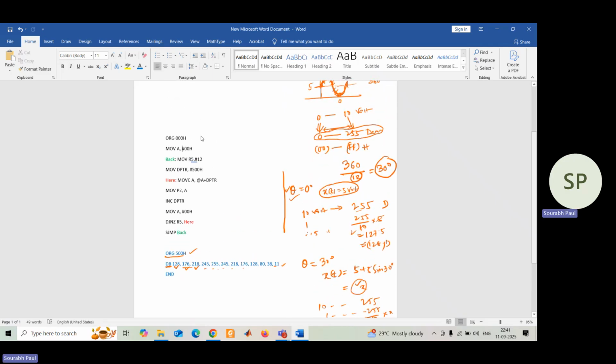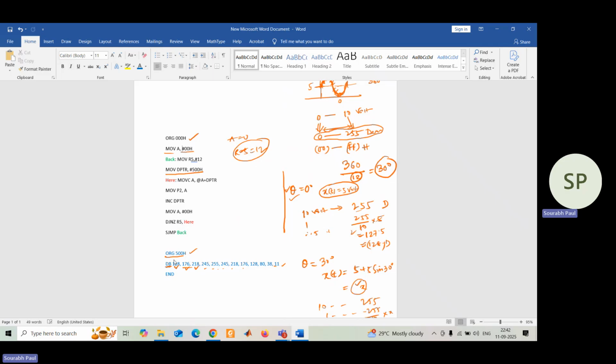Now how to write the program? ORG 000H, then MOV A, 0, so the initial value of the accumulator I am considering as 0. Then MOV R5, #12. Why am I taking 12? Because my objective is to take 12 samples. The R5 register has the value 12 that will be used as a counter, which will be decremented in every iteration.